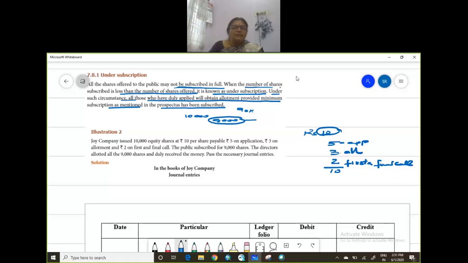Right, so now I'll read this problem again. 10 rupees face value, 5 on application, 3 on allotment, 2 on first and final call. The public subscribed for only 9,000 shares. Actually, the company wanted to issue 10,000 shares, but the public has subscribed for only 9,000 shares. So the directors allotted the 9,000 shares duly received, and they got the money in 3 installments: 5 on application, which they already got, 3 on allotment, and 2 on first and final call. Now let's see how you are going to pass the necessary journal entries.